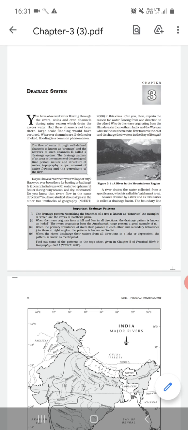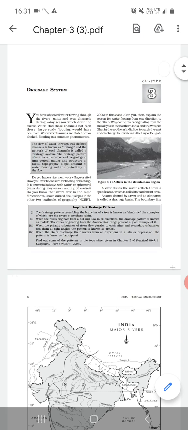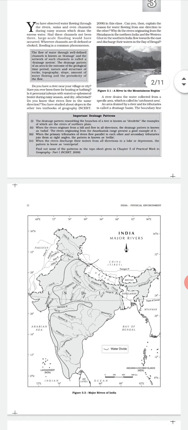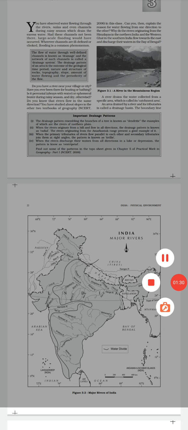Now in India we have two drainage systems. One is Himalayan drainage system and another one is peninsular Indian drainage system. River Indus, River Ganga, River Brahmaputra are the major river systems or river channels in Himalayan drainage system, and Godavari, Krishna, Kaveri, Narmada, Tapi, these are the major river channels in peninsular drainage system.